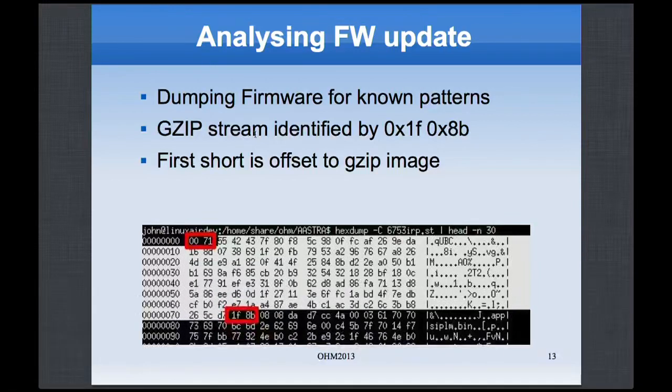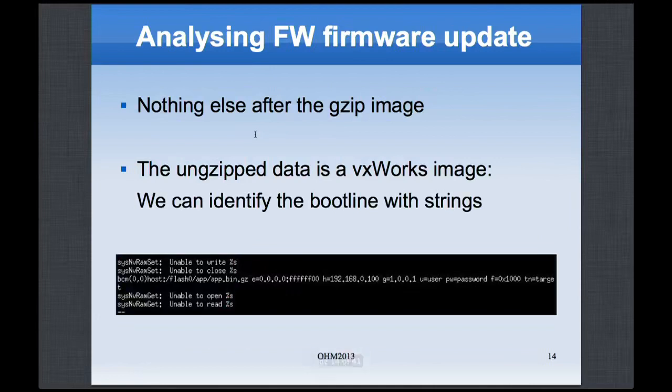At offset 116, I guess, you have 1F8B, which is the header of a gzip data stream. Using dd, we can guess that the first integer is the offset to the gzip stream data. So with dd, we extract it to a new file, and we unzip the data we have extracted. There is nothing else after the gzip data in the file.